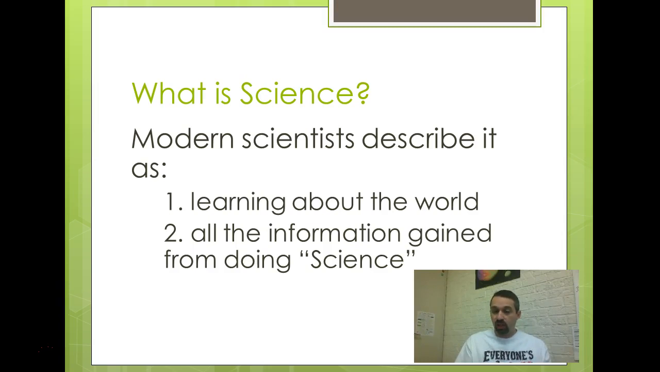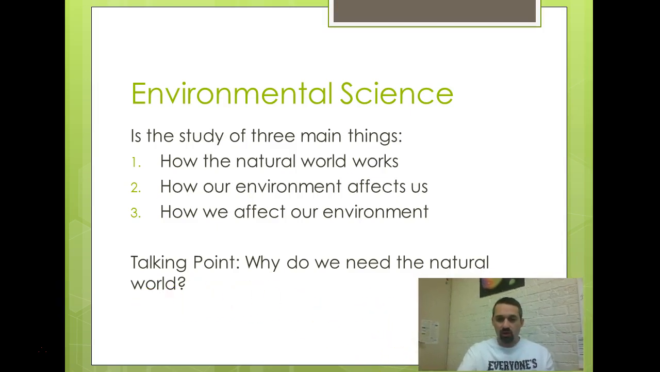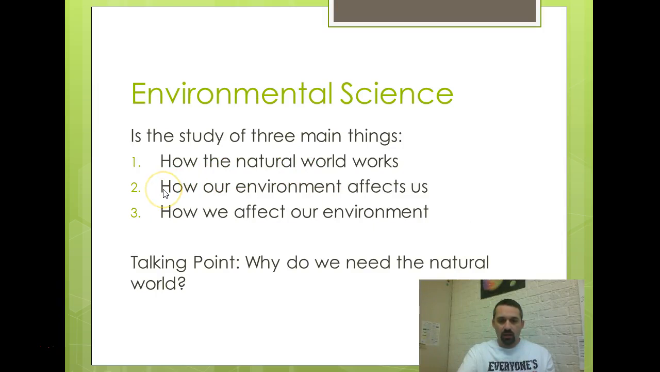We put the two words together, environmental and science, and we get our definition for environmental science. It's studying our environment. When we study environmental science, we're going to study three main things: how the natural world works, how our environment affects us, and how we affect our environment.